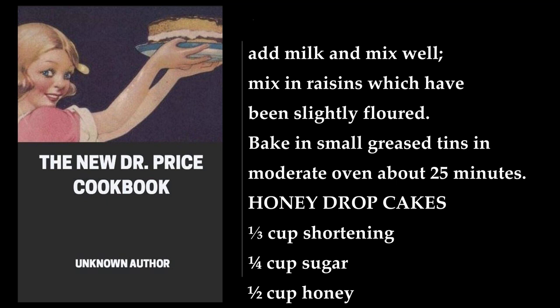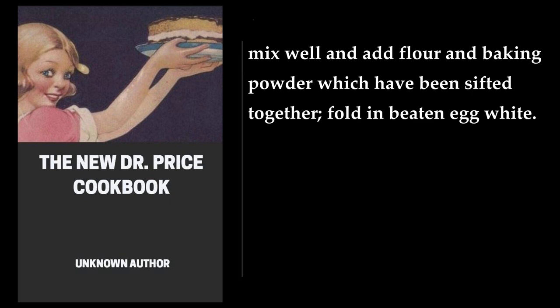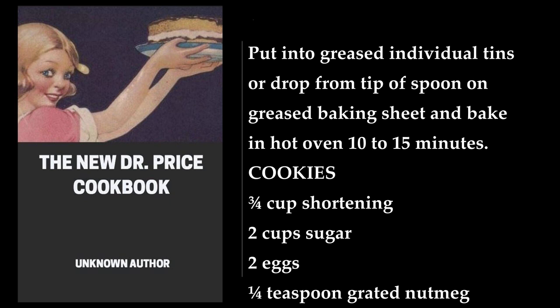Honey drop cakes. 1/3 cup shortening. 1/4 cup sugar. 1/2 a cup honey. 1 egg. 1/2 tablespoon lemon juice. 1 1/2 cups flour. 1 1/2 teaspoons Dr. Price's baking powder. Cream shortening and add sugar slowly, add honey, beaten egg yolk and lemon juice. Mix well and add flour and baking powder which have been sifted together, fold in beaten egg white. Put into greased individual tins or drop from tip of spoon on greased baking sheet and bake in hot oven 10 to 15 minutes.